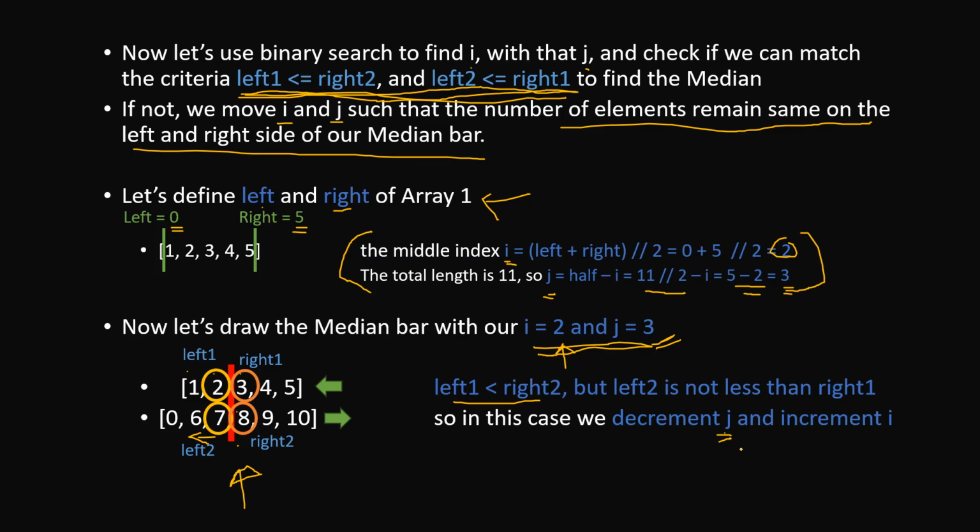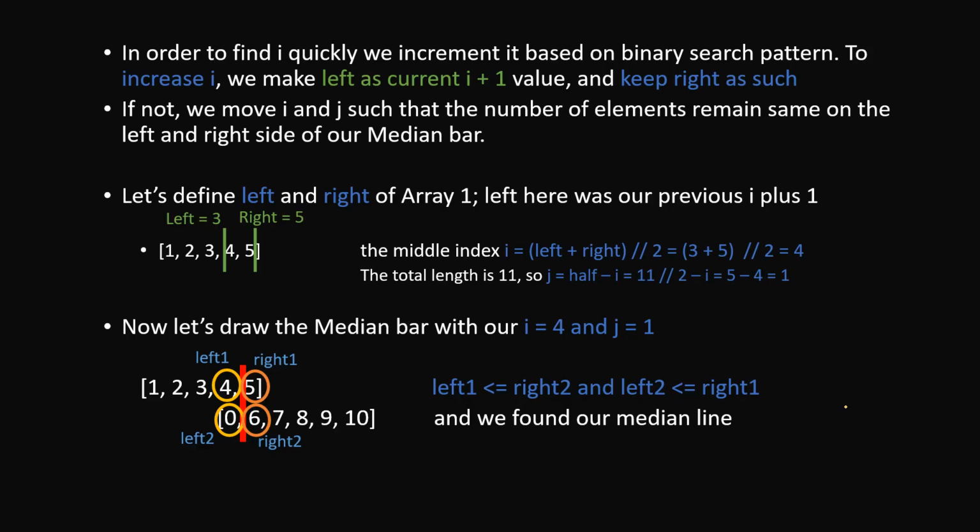So we need to decrement j and we need to increment i. Remember, j and i have a restriction because i plus j should always be half the total number of elements. So I will shift j and i in such a way that we find a new i, and with that we find a new j, and we'll redraw the line in order to find the new median bar.